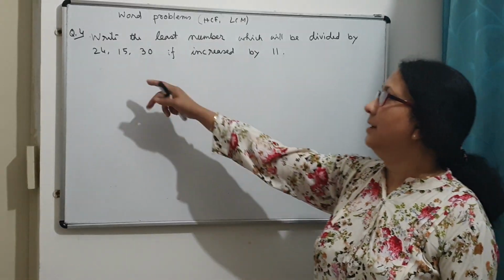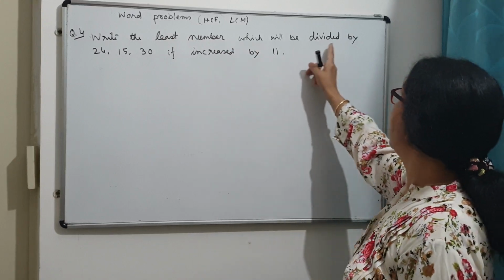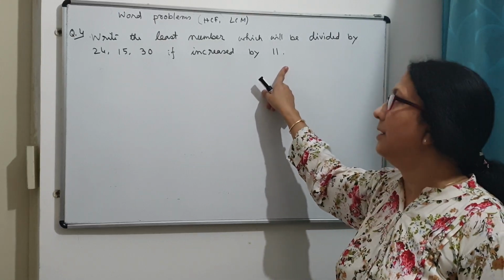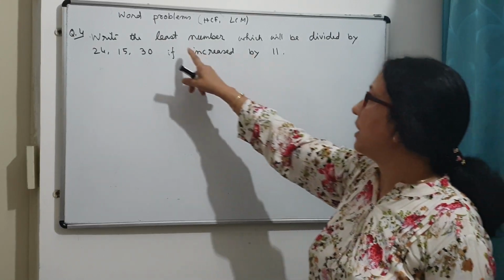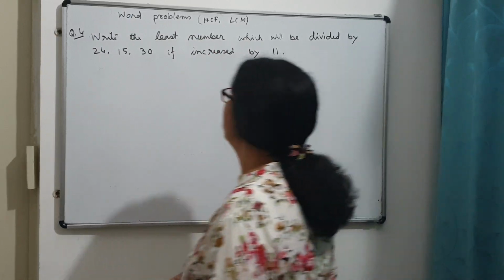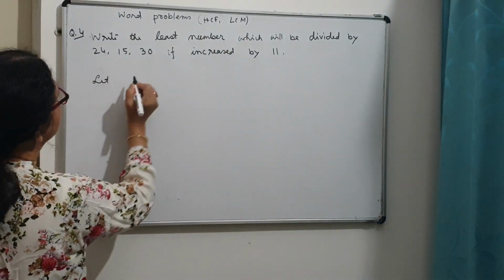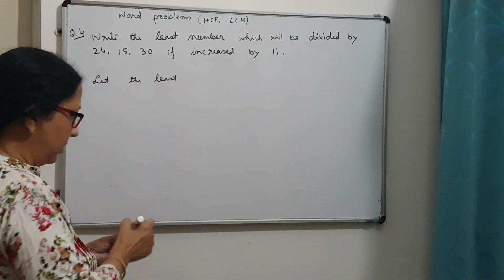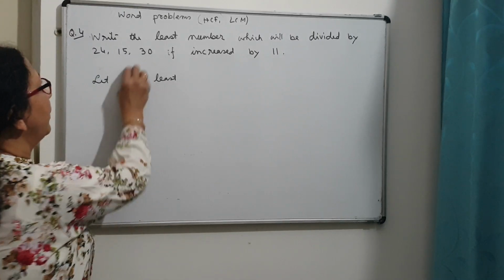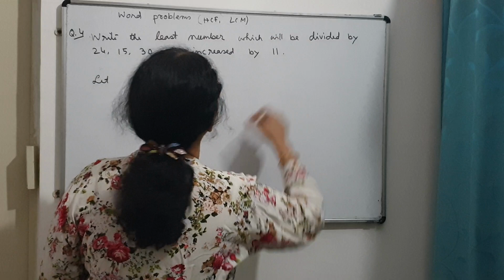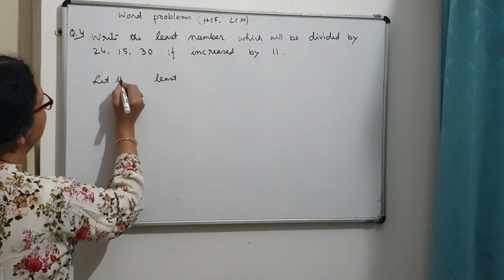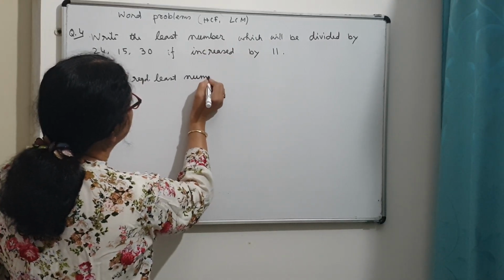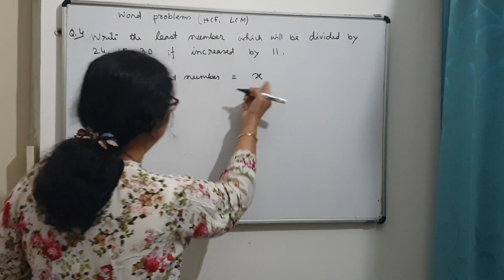Next question. Write the least number which will be divisible by 24, 15, 30 if increased by 11. So again, we take the number that we have to find as a variable x, an unknown variable x. Let the required least number be x, that we have to find out. When I write required, then all the conditions in the question will be included.